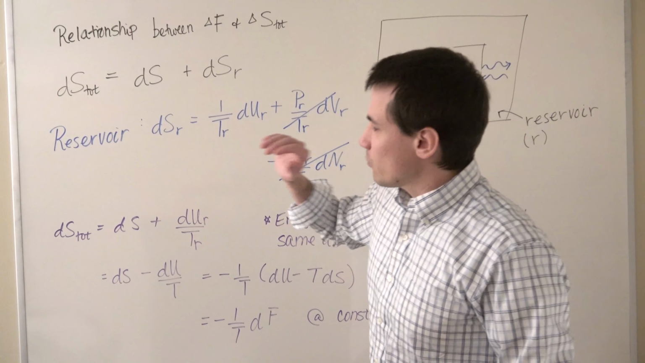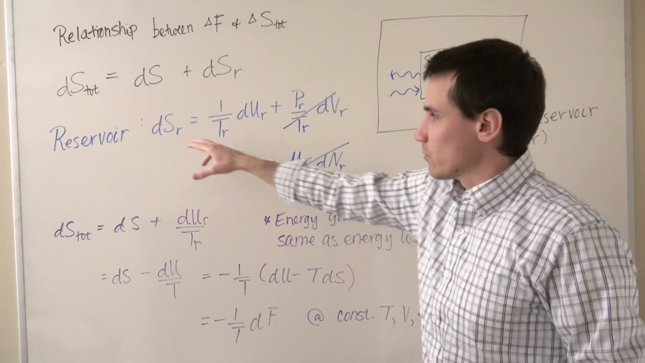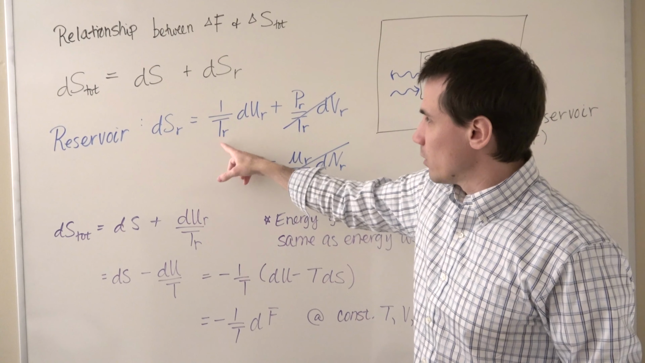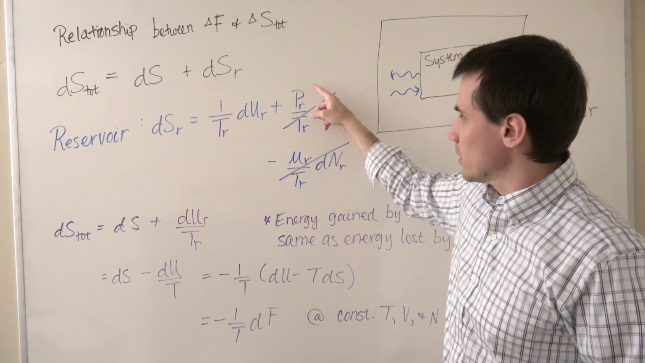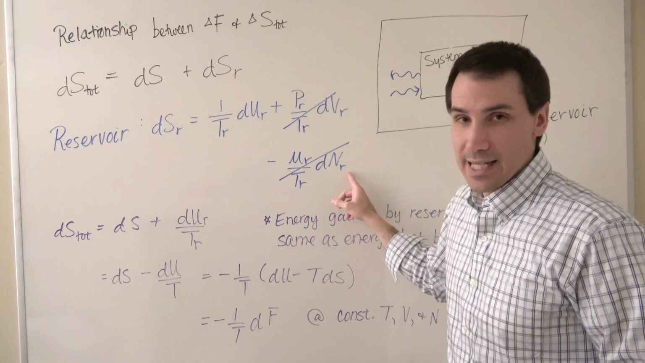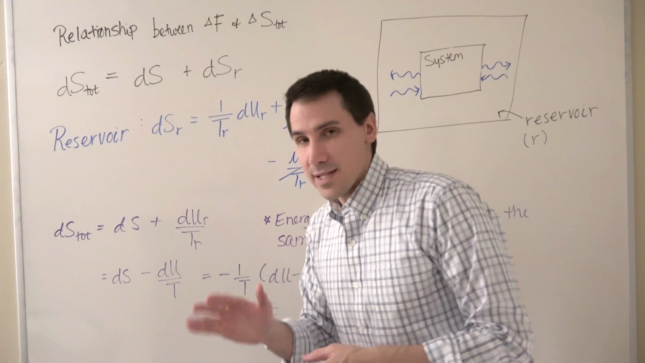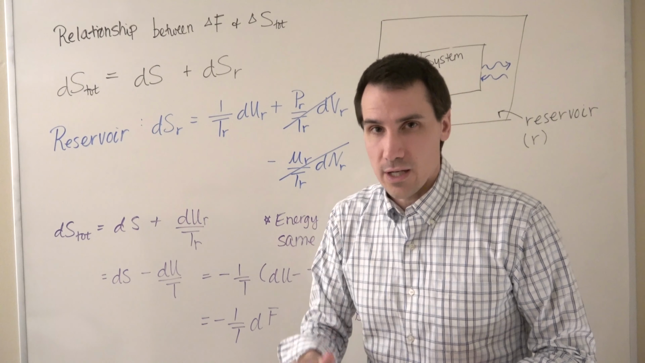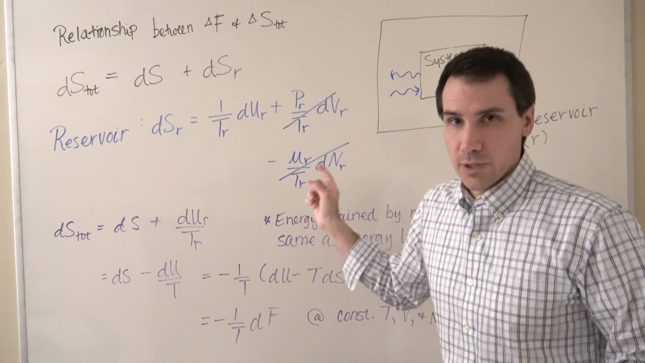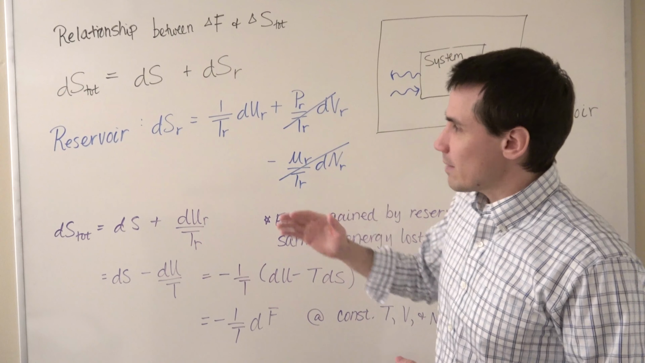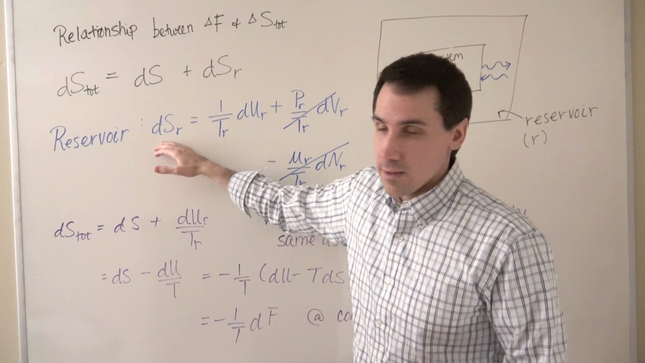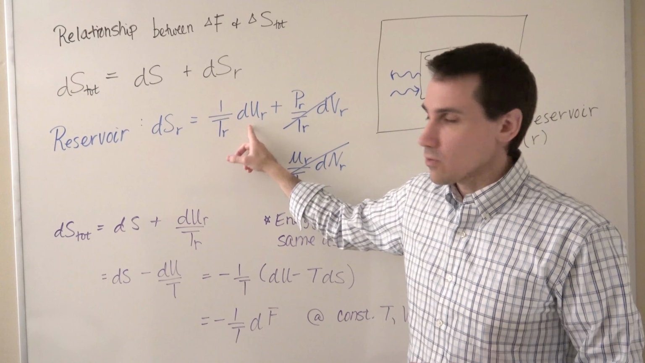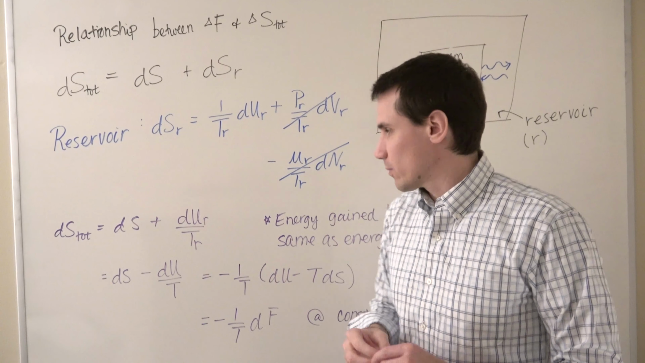So if we look at just the reservoir, we can write the entropy of it using our thermodynamic identity as 1 over T dU for the reservoir plus P over T dV plus mu over T dN. Now, for this calculation, we are going to assume that the number of particles and the volume are constant, which means that these two terms are simply zero. Okay, so that means that the change in entropy of the reservoir is just equal to the change in energy of the reservoir divided by the temperature of the reservoir.